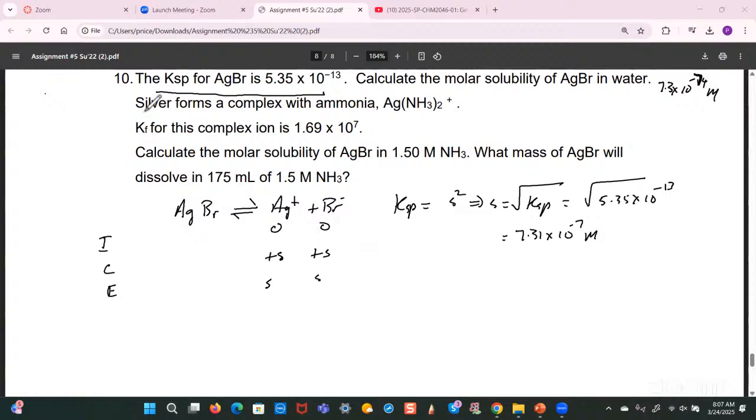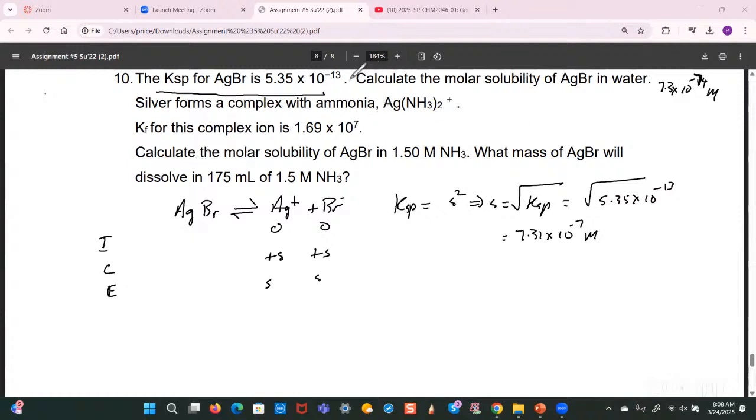Now the question continues to say that silver forms a complex with ammonia, and it gives you the complex formula, and the Kf value is given as well for that complex. So the question is asking for you to calculate the molar solubility of silver bromide in 1.5 M ammonia. And this time the question is also asking what mass of silver bromide will dissolve in 175 mL of 1.5 M ammonia.